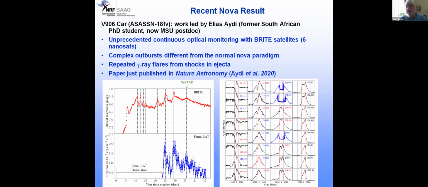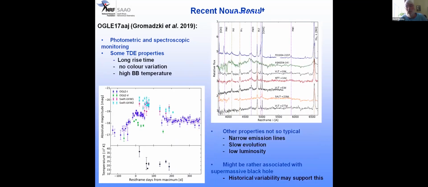And you can see there the light curve and a number of different peaks, very different to the canonical light curve of a nova. But the really interesting thing was that Fermi also observed it and also observed peaks in the gamma rays coincident with the optical peaks. And this led to the idea that the outbursts are far different from the normal nova paradigm, and that the gamma rays come from shocks that are created in the ejecta. So this is all new stuff that's being done, and SALT is contributing to this science.